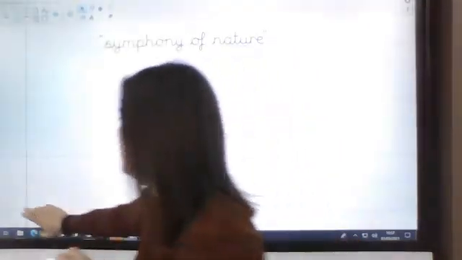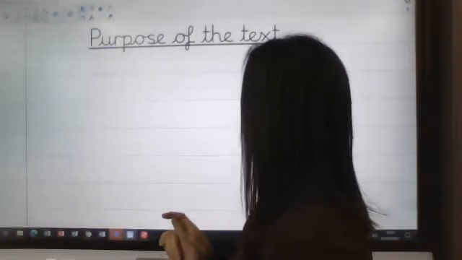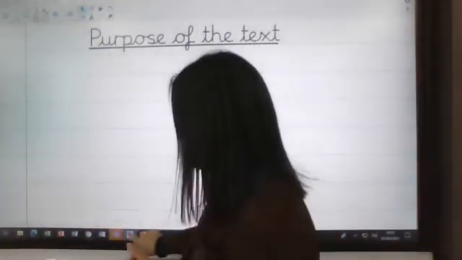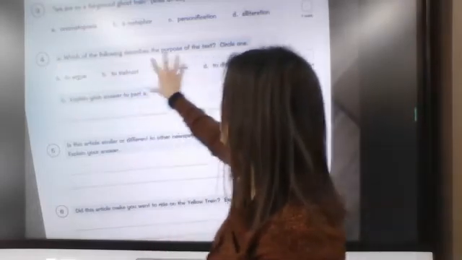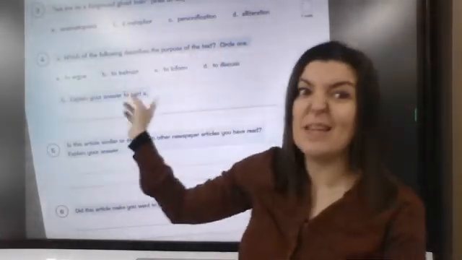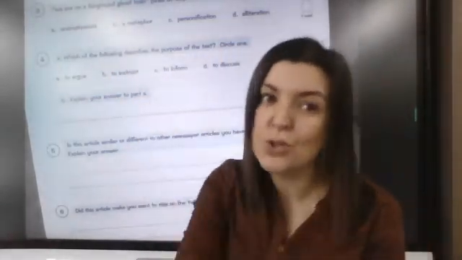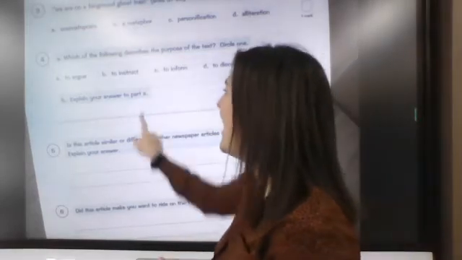Okay. Just going to look at a couple more with you. So the next question that I want to look at talks about the purpose of the text. So you've got some choices here, which describe the purpose of the text. So you've got four choices, whether it's to argue, to instruct, to inform or discuss. So that's the easy bit. Think about what it does. And then explain your answer.